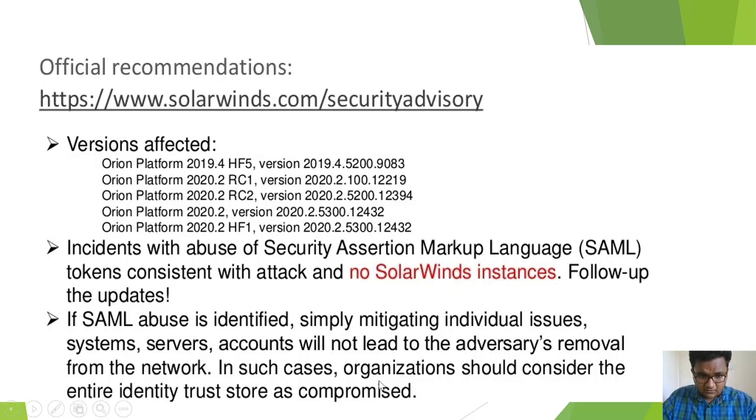The mitigation is not simply removing the individual issues or systems or servers. In such cases, the organizations should consider the entire identity trust source as compromised. They should consider the whole thing, everything, as compromised, and not only identify what is affected. Everything will be affected if the SAML is abused. SAML is such an important thing. If it is abused, then the whole system security is gone.